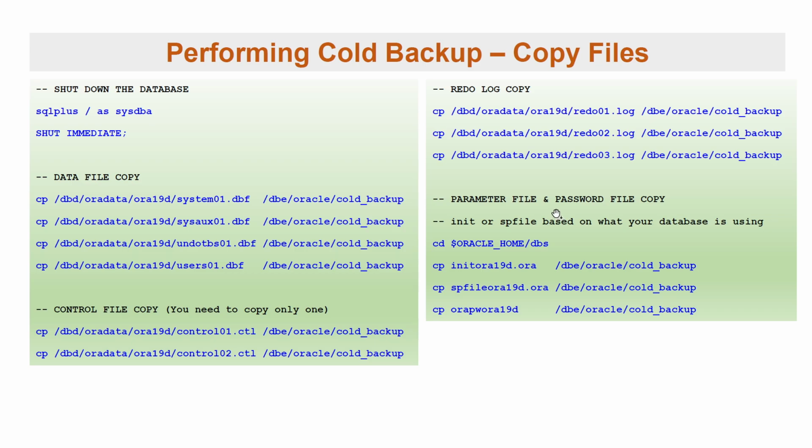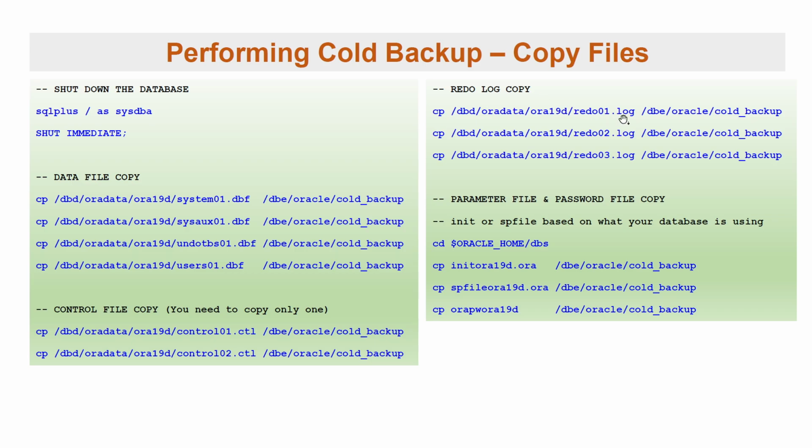Let's understand the backup in detail. To perform the cold backup, shut down your database with shutdown immediate. Then, once the database is shut down, copy the data files. These are the data files that we will be copying to the backup location. Copy the control file. You need to copy only one control file. You don't have to copy both. No harm in copying both, but ideally you just need one control file.